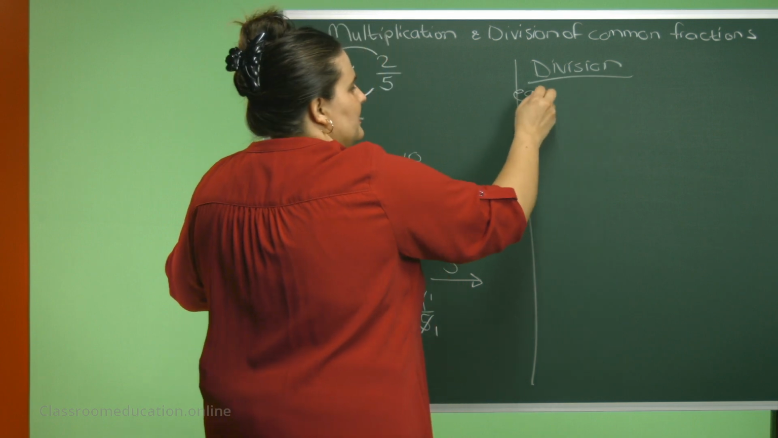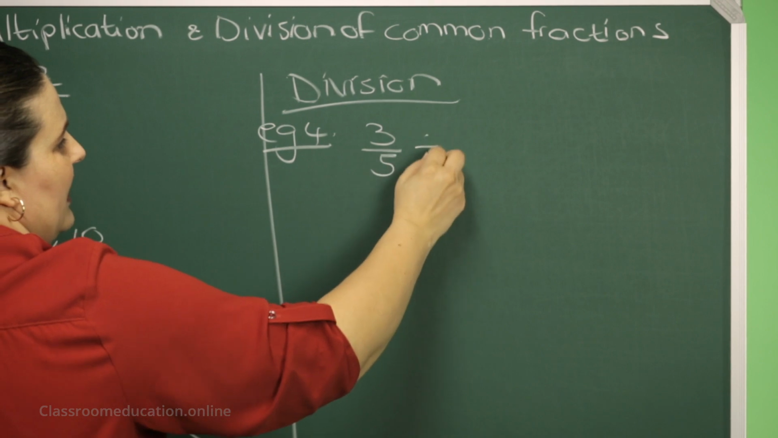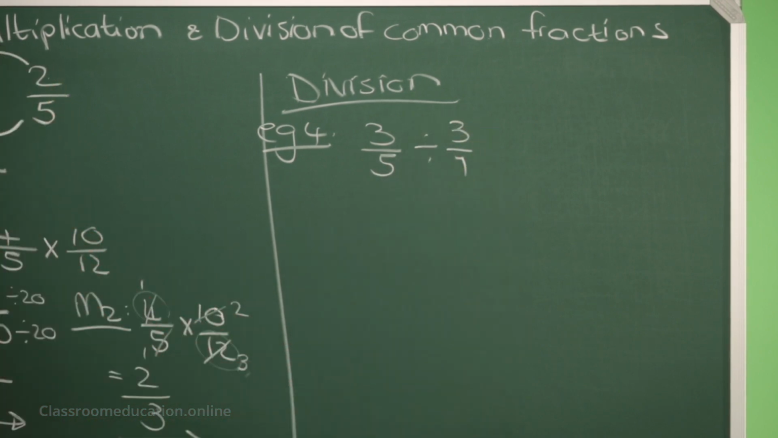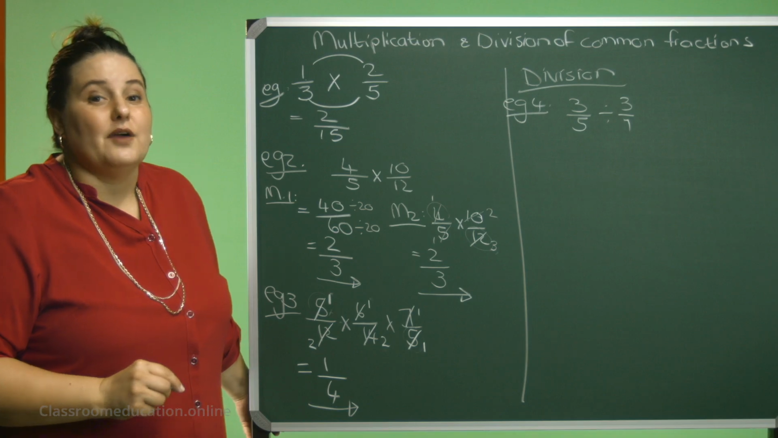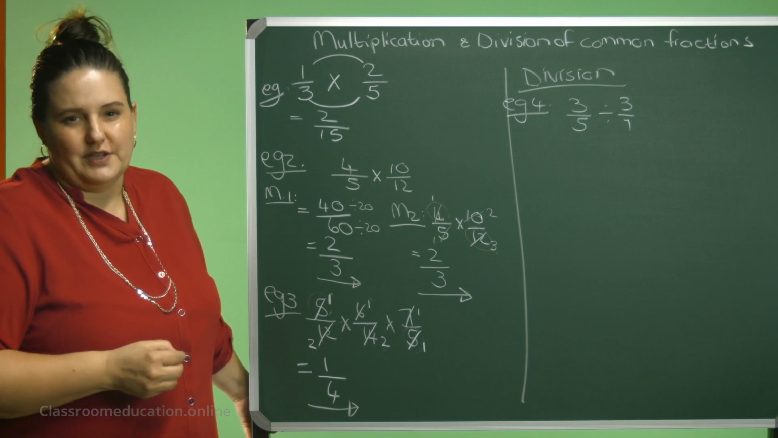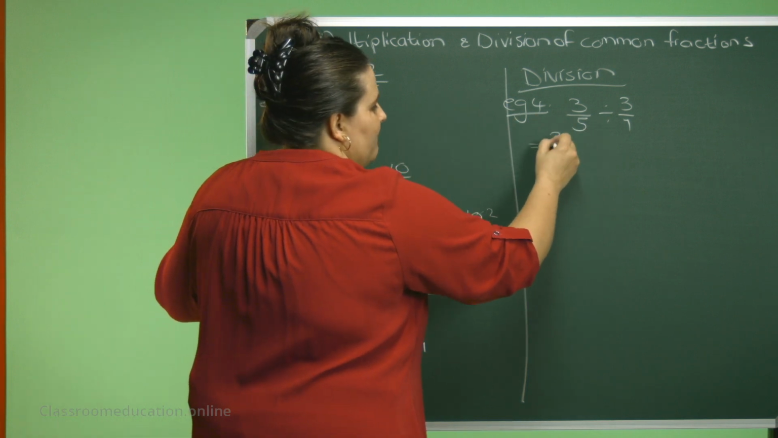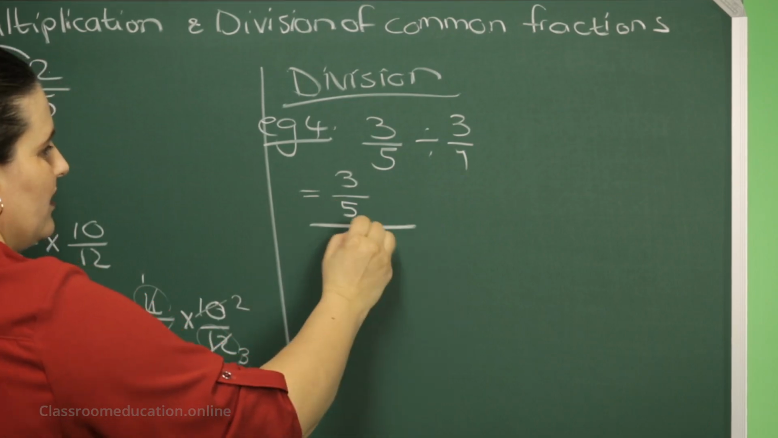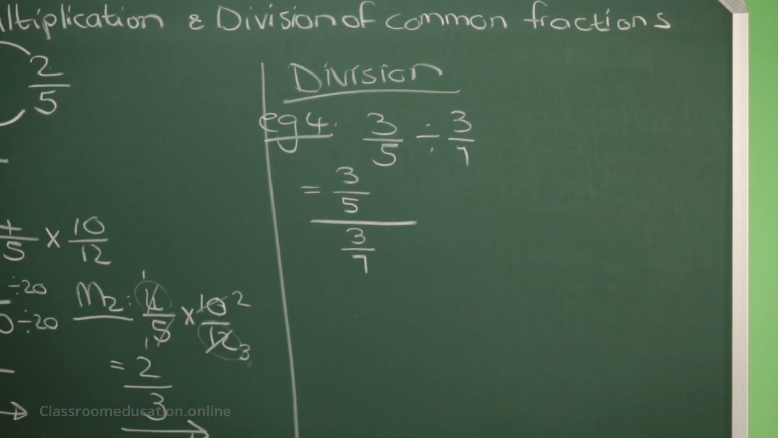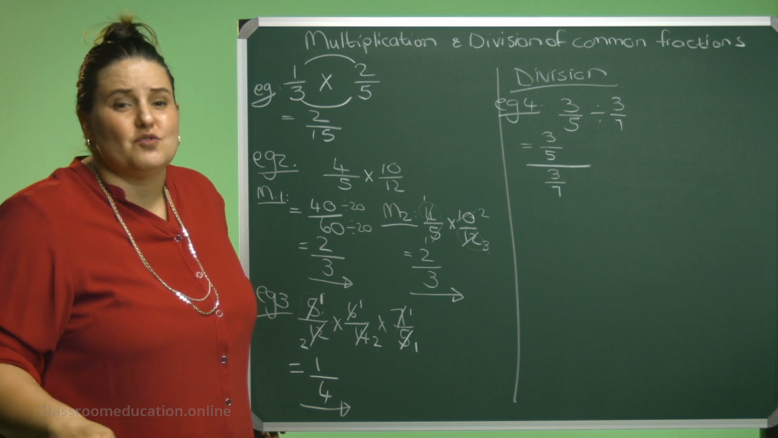Let's do a couple of examples. Okay, 3/5 divided by 3/7. I would like to explain to you so that you understand what you are doing if you're doing a shortcut. I can say 3/5 divided by 3/7. Oh, and this is ugly. To have a fraction divided by a fraction is quite ugly.